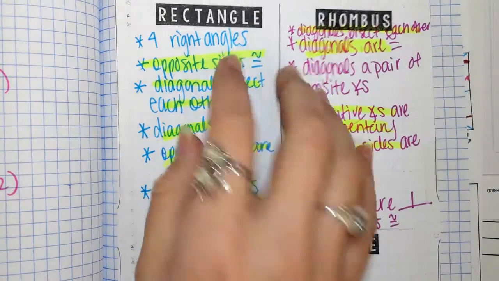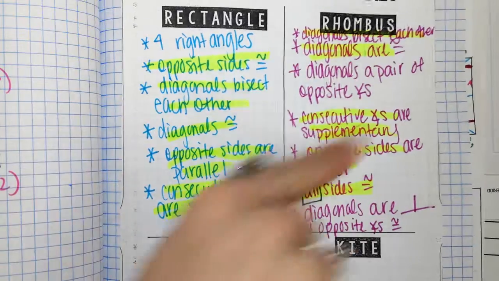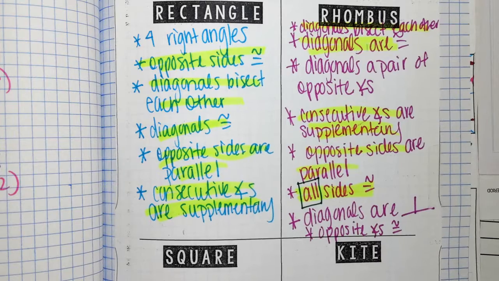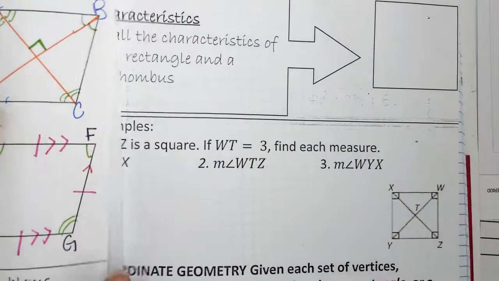Now, let's look and see what properties a square has that is different or the same as these. Are we ready? Does anybody need a moment? Let's do this.